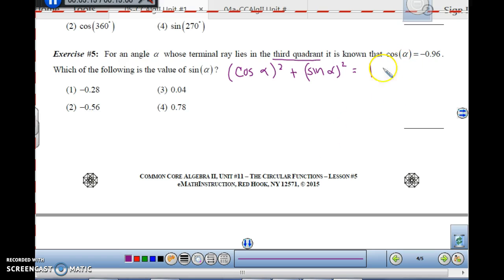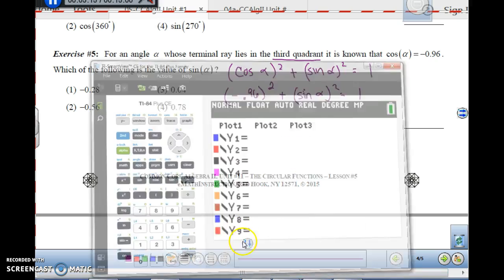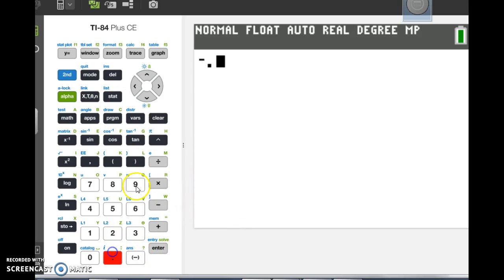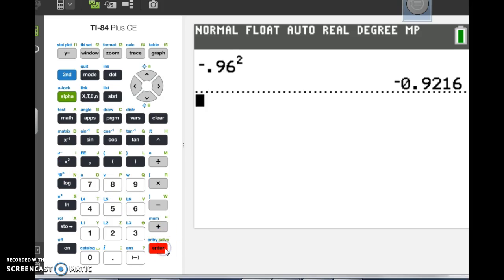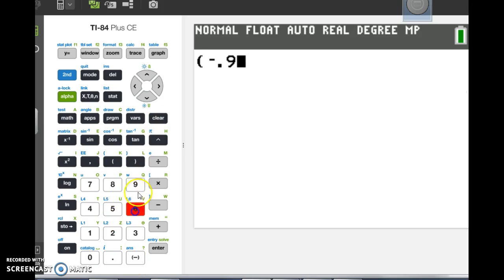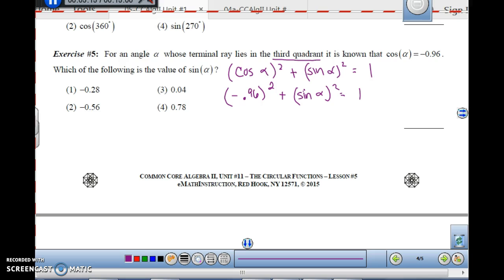All right, well, we know that cosine alpha is -0.96, so (-0.96) squared plus sine alpha squared equals 1. All right, so let's solve this for sine alpha. Okay, so we need to know what (-0.96) squared is, so I'm going to use my calculator. (-0.96) squared, oops, I forgot to put in parentheses, forgot to square my negative, is going to be 0.9216 plus sine alpha squared is equal to 1. All right, so I'm solving for sine alpha, I want to get it by itself, so I have to subtract this. So sine alpha squared is equal to 1 minus 0.9216.